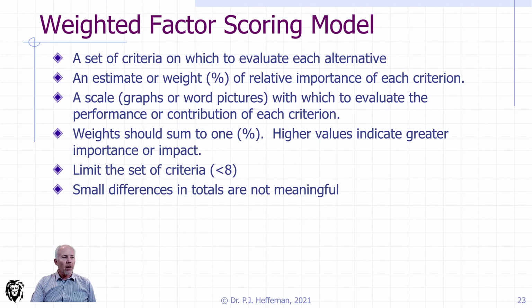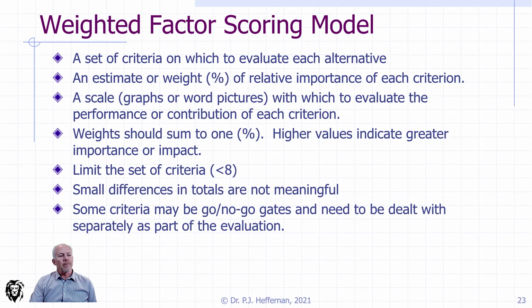So, as we said, small differences in totals are not meaningful. Large differences in totals are meaningful. And so we're going to get a rank order. But if something is different by 0.1, say 0.1 out of 10, that's not going to necessarily indicate that the other one is better or worse than it. It is within an error bar; they are functionally the same.